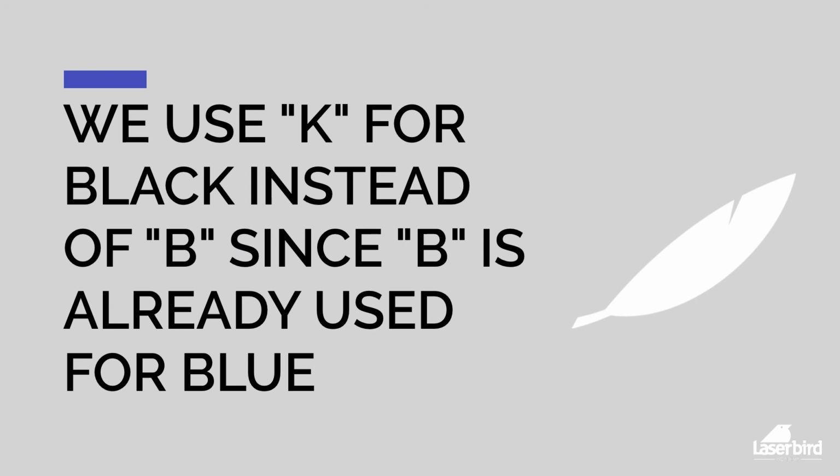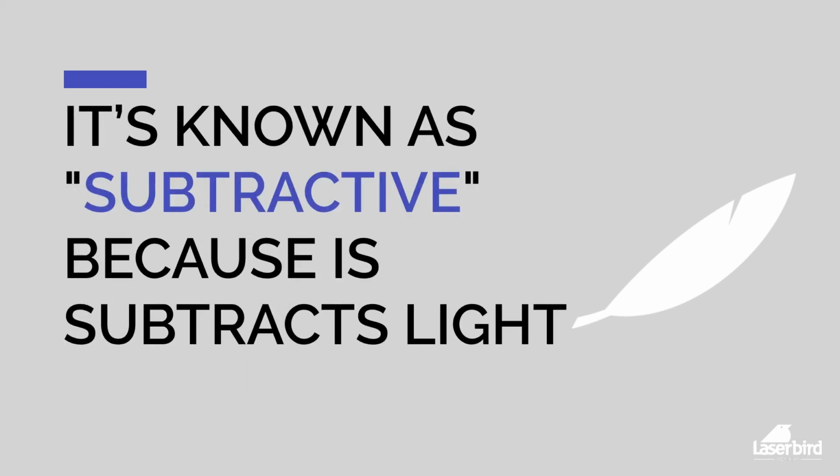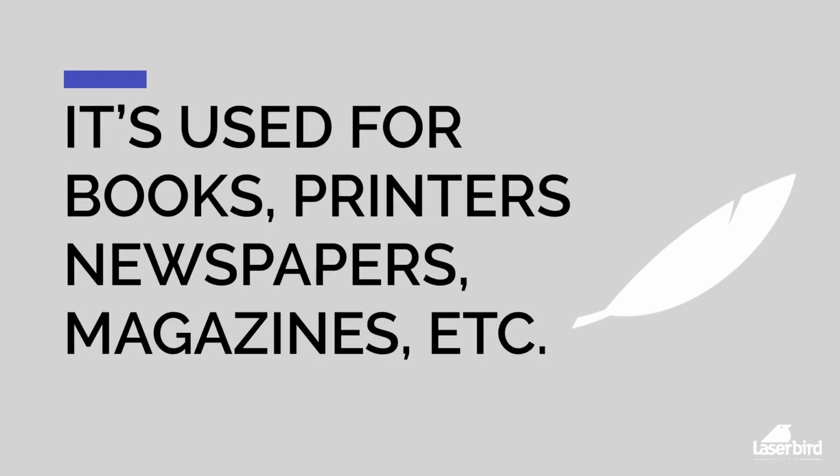And we use the letter K for black instead of B since B is already used for blue in the RGB model. And it's known as a subtractive model because as you add them together, they actually subtract light. So it's used for books, printers, newspapers, magazines, and so forth.